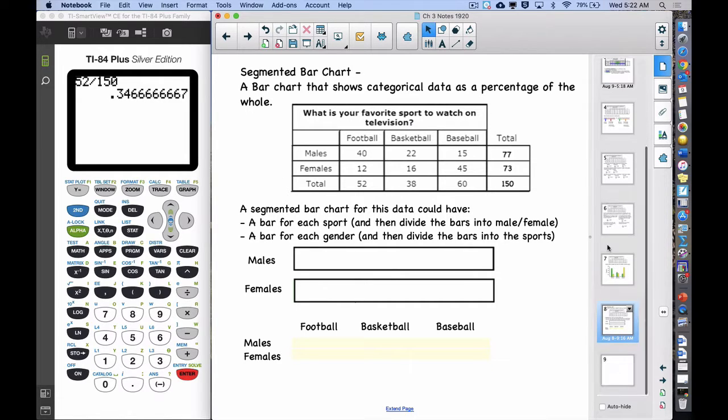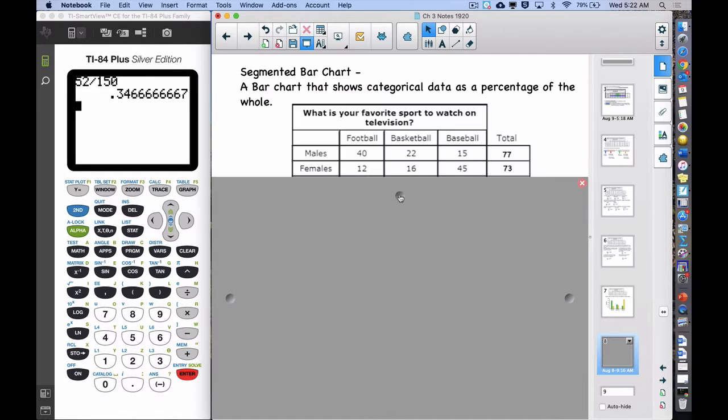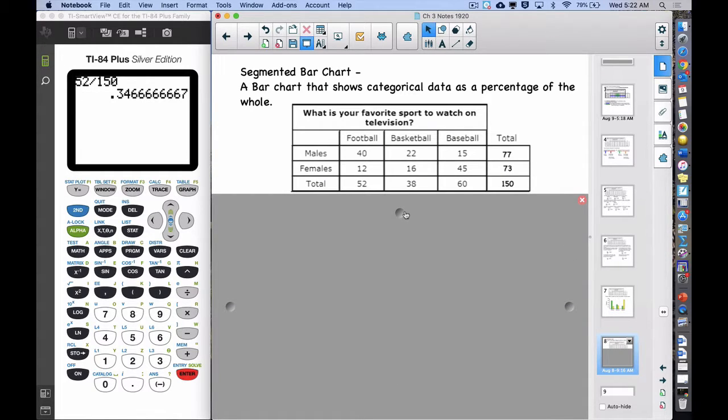The last one we're going to look at in this video is a segmented bar chart. A segmented bar chart is one that shows categorical data most often as a percentage of the whole. I will show you a couple questions I've come across where they did it with counts instead of percentage, but that's much less likely.